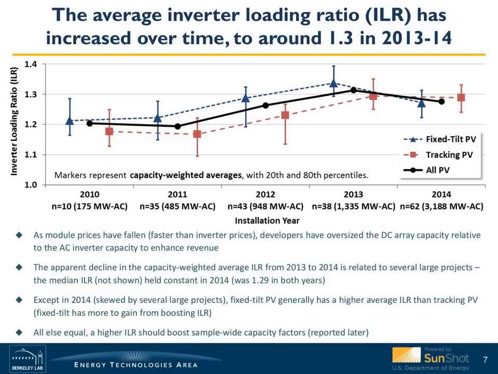All other things equal, in general, fixed tilt projects have a higher inverter loading ratio than tracking projects because they can benefit a little bit more from this oversizing of their DC arrays as they lack a tracking technology. And again, just with the global horizontal irradiance, all else equal, a higher ILR should mean more generation, should mean a higher net capacity factor if measured in AC terms.